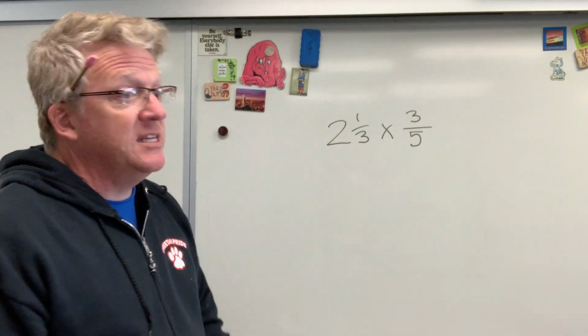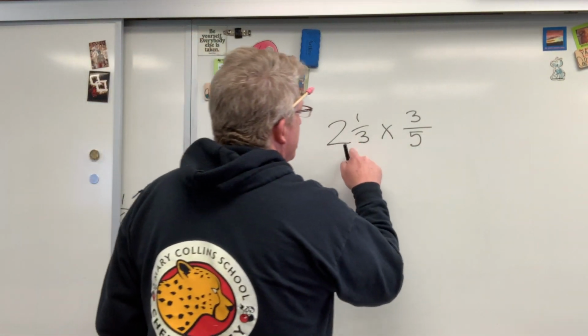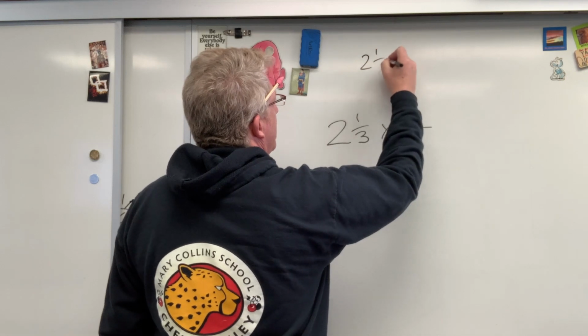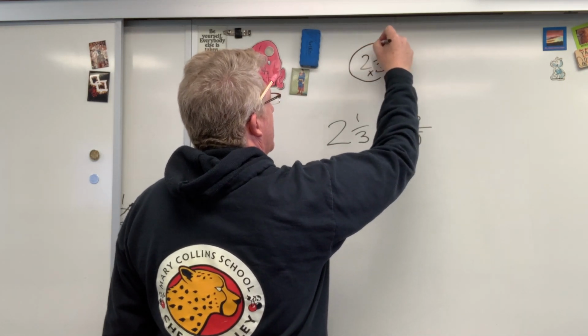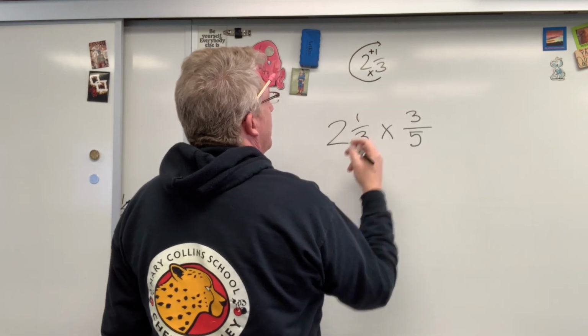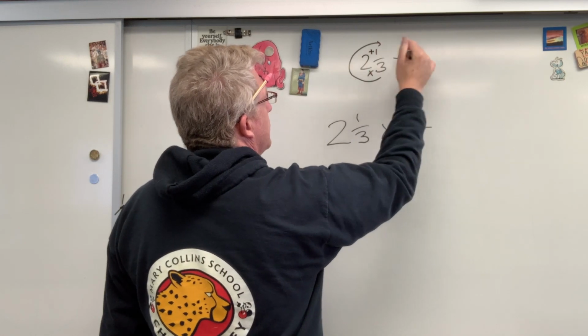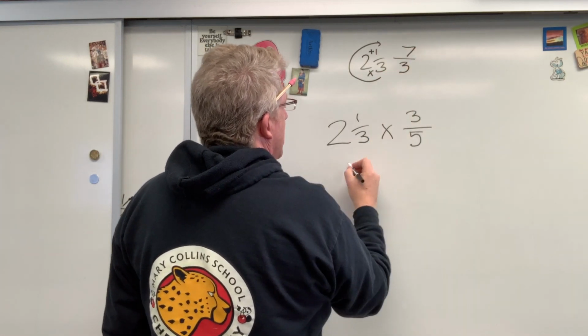So this needs to be shown in your notes, and on the quiz, I want to see how we turn this mixed number into an improper fraction. So 2 1/3. Remember that you multiply the whole number times the denominator, and you add the numerator, and that becomes our new numerator. 3 times 2 is 6, plus 1 is 7. The denominator stays the same.